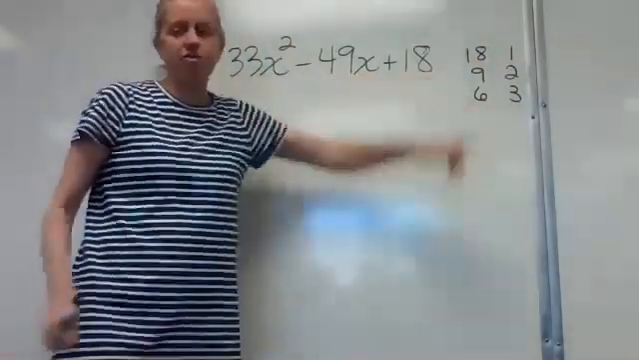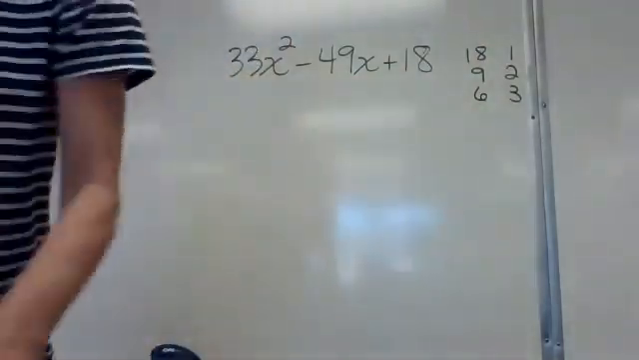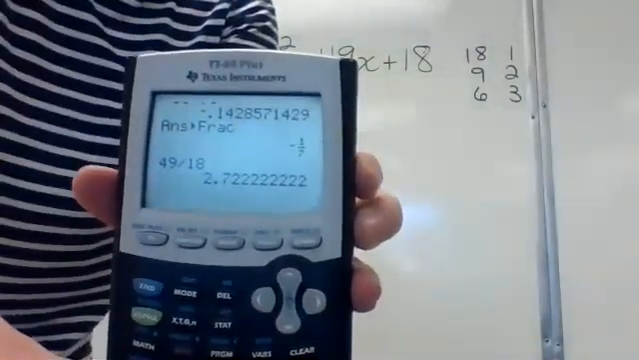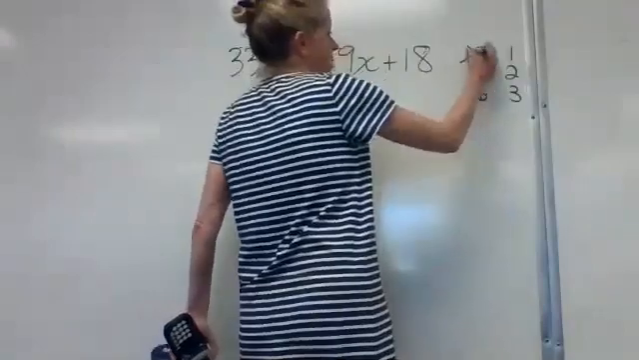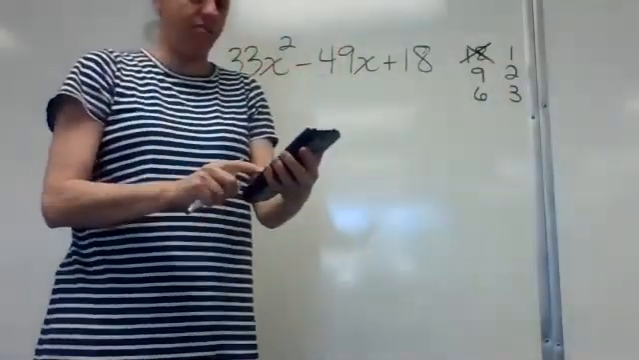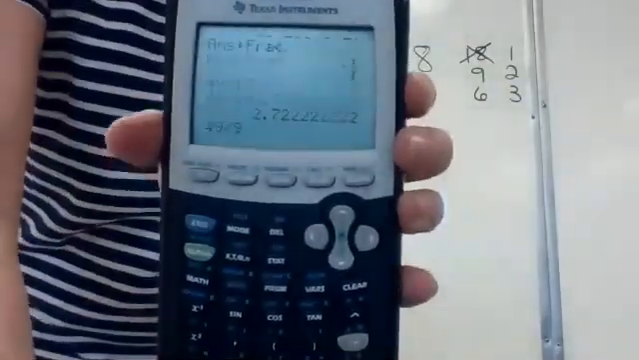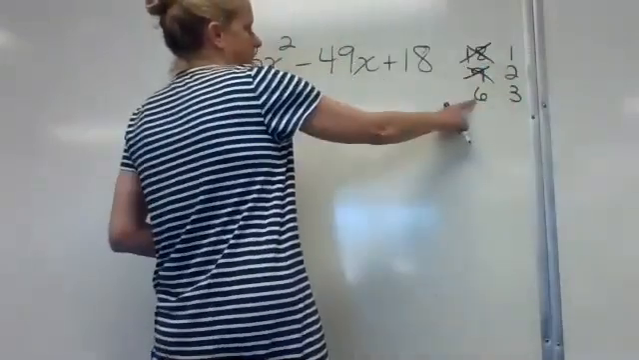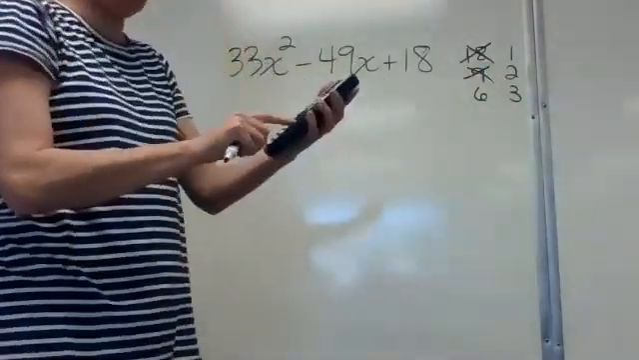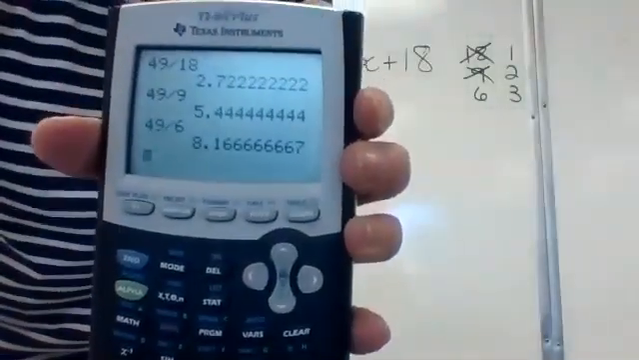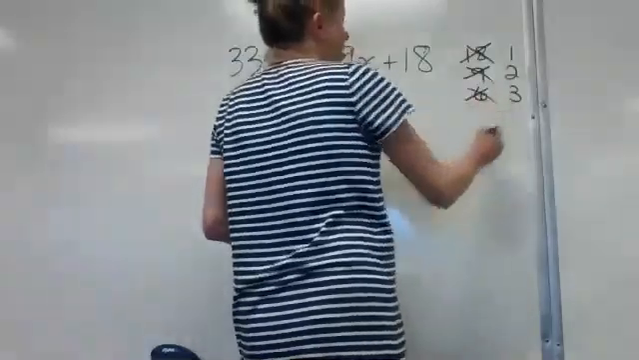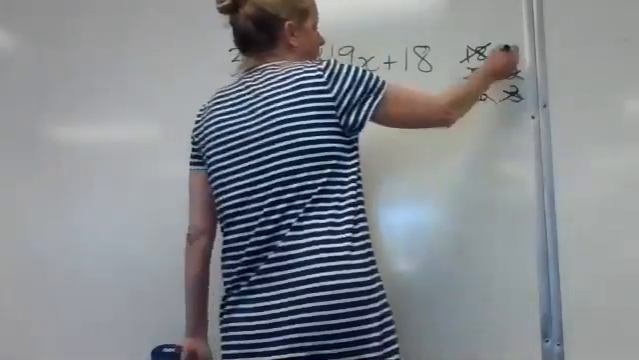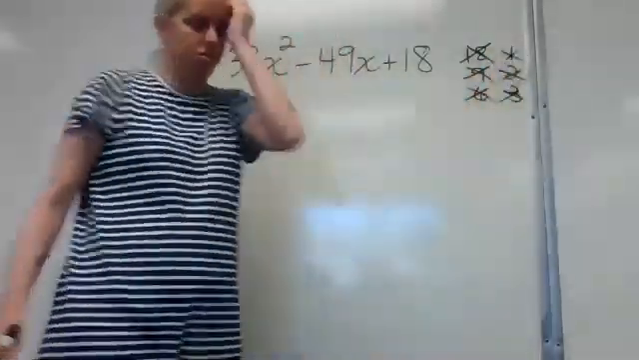So let's see. Does 49 divide by 18? When you put that in your calculator, you get a decimal, right? Which means 49 doesn't divide evenly by 18. Then try 9. Does 49 divide by 9? Again, no, because it gives you a decimal. The next biggest number is the 6. Does 49 divide by 6? Again, decimal. You can do it over and over. It's not going to divide by 3 or 2 either. Everybody divides by 1, but 1 doesn't help you.